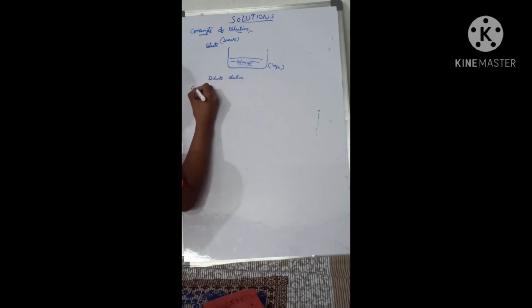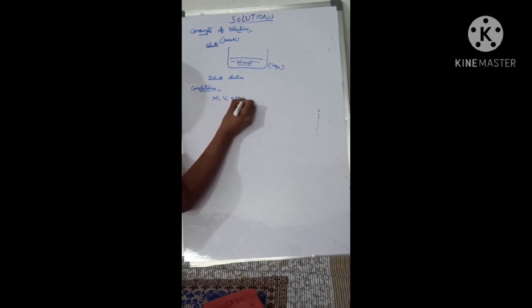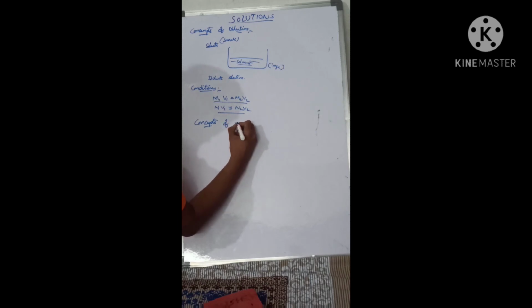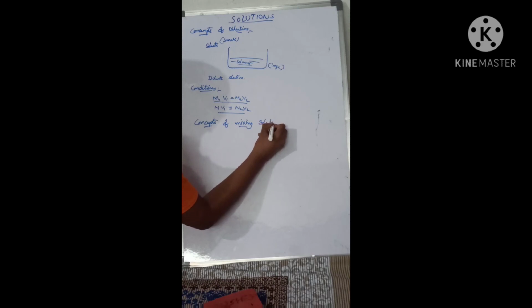Some of the conditions that are applicable to dilution are M1V1 is equal to M2V2. Like this we can also write for normality, N1V1 is equal to N2V2. These are some of the major conditions that are applicable in dilution. And next we are going to discuss some of the concepts of mixing solutions, that is, mixtures of two different solutions.